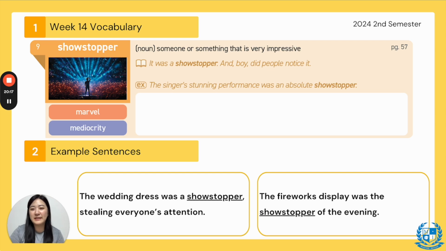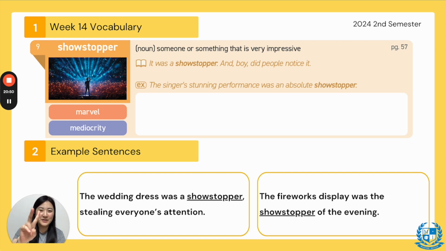Number 9, everyone say showstopper. Showstopper. And the synonym is marvel, and the antonym is mediocrity. It's a noun and it means someone or something that is very impressive. It's kind of like they're so good and so cool that it stops the show, meaning showstopper. In our book, it says it was a showstopper, and boy, did people notice it. Let's read our example together.